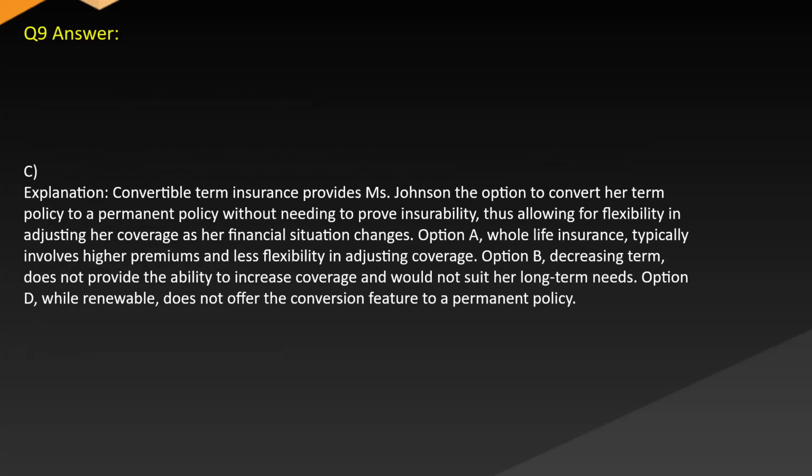Answer: C. Explanation. Convertible term insurance provides Ms. Johnson the option to convert her term policy to a permanent policy without needing to prove insurability, thus allowing for flexibility and adjusting her coverage as her financial situation changes. Option A, whole life insurance, typically involves higher premiums and less flexibility in adjusting coverage. Option B, decreasing term, does not provide the ability to increase coverage and would not suit her long-term needs. Option D, while renewable, does not offer the conversion feature to a permanent policy.